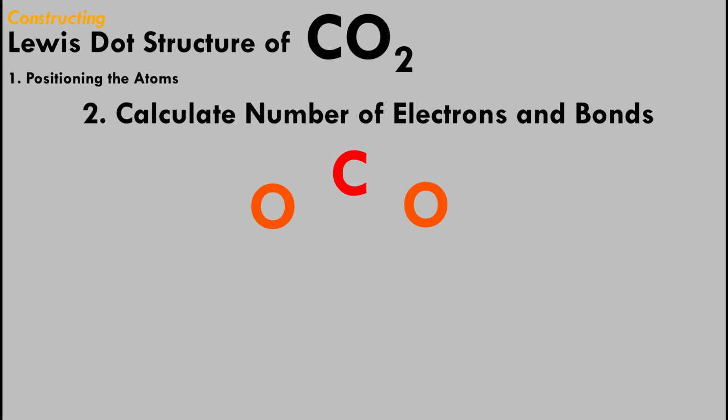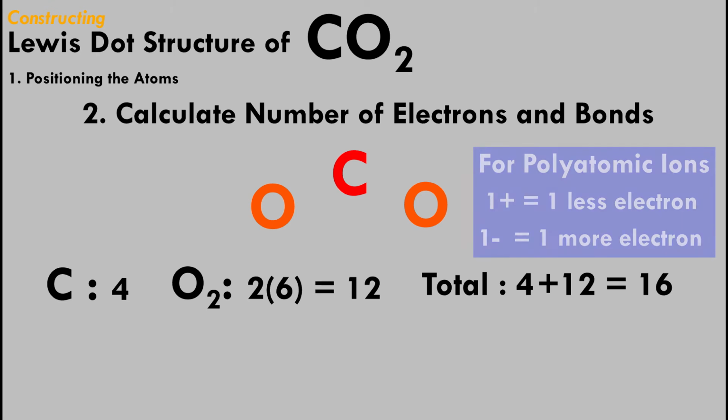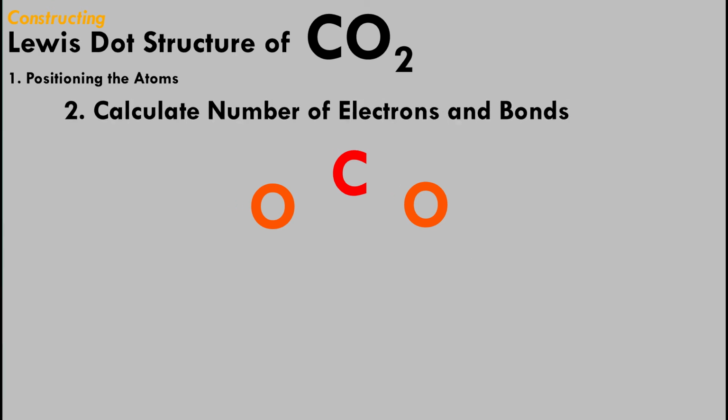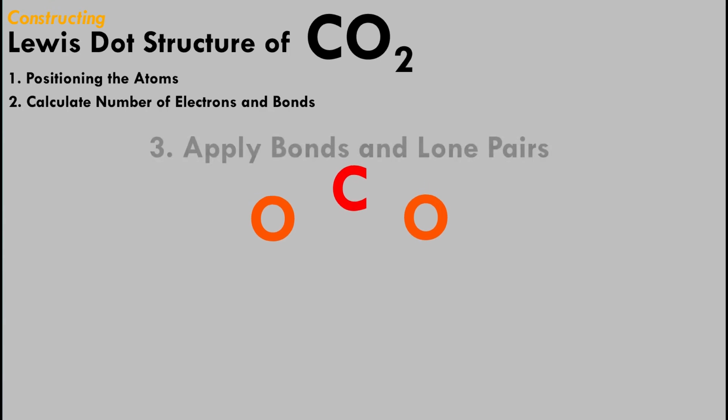Secondly, you will calculate the total amount of valence electrons of all atoms combined. If you are encountering a polyatomic ion, be sure to add or subtract valence electrons from the total count. It is recommended that you also calculate the number of bonds using the formula as shown. Finally, go fill in those electrons on the atoms.